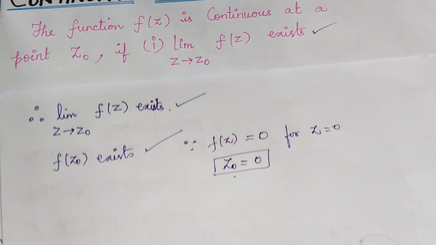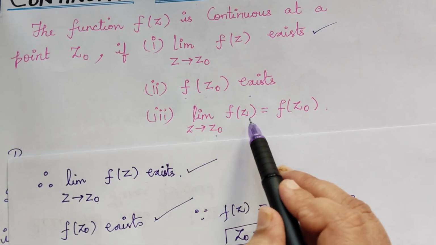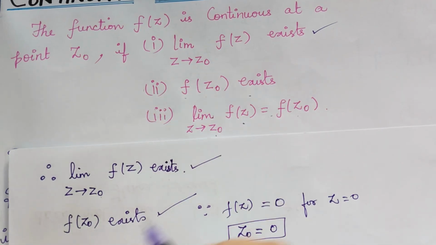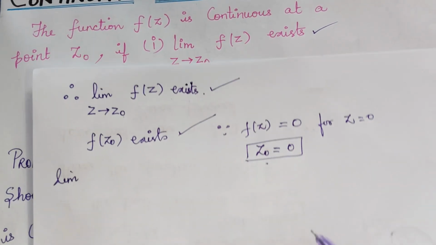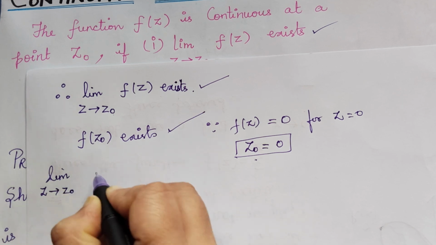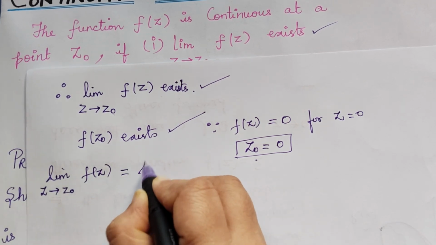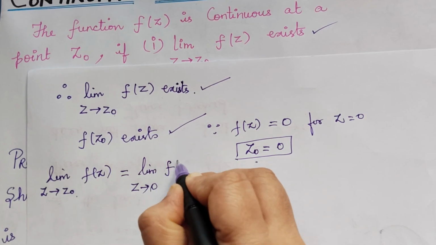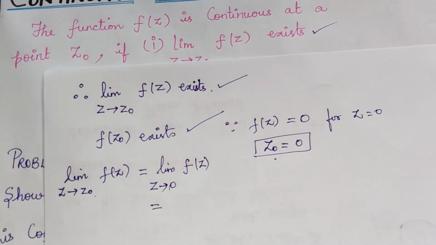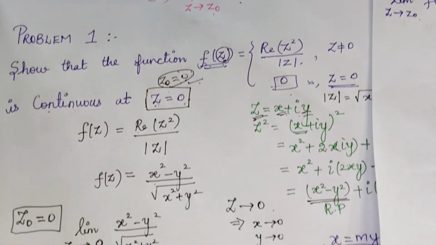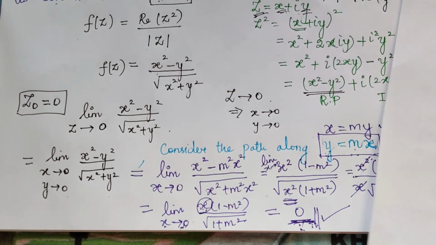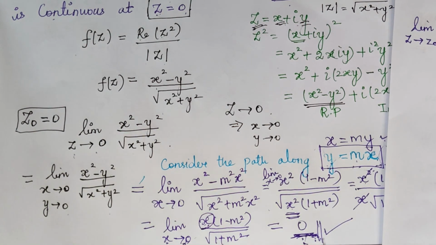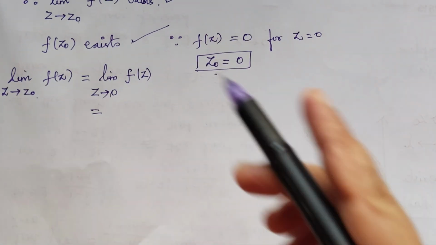Now the third condition is to prove that limit z tends to z0 of f of z is equal to f of z0. Now what is the limit? We will write that limit z tends to z0 of f of z, which is equal to what? Limit z tends to, because z0 is 0, z tends to 0 of f of z. Just now we have found that the limit of f of z is equal to what? It is 0. We found here. So limit z tends to 0 of f of z is equal to 0. So therefore this is equal to 0.